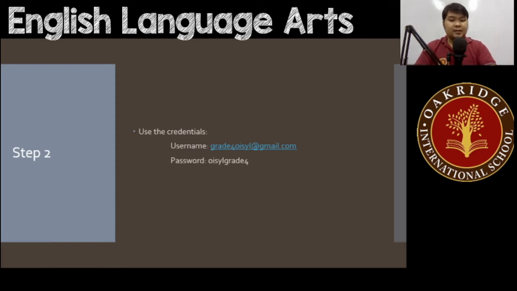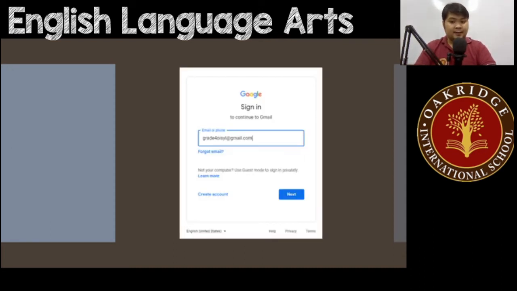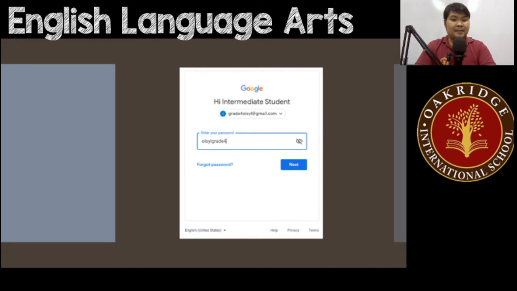So use the credentials, grade4oisyl@gmail.com, and then the password is going to be oisyl grade4. So it would look like this. Usually you have this kind of setup. First you're going to put in the email address, grade4oisyl@gmail.com, and then press next. And then next you'll be typing the password. Usually it's not visible, so you just click on the eye icon over here. If you click that one, you get to see the password. Otherwise, it's just going to be circles or dots.